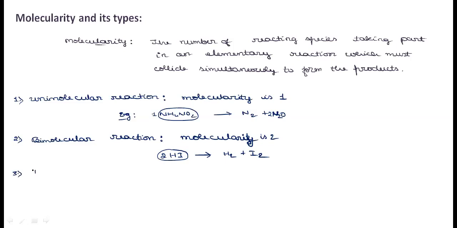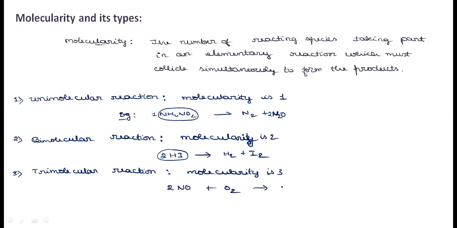Similarly, the next is trimolecular. A reaction whose molecularity is 3 is said to be a trimolecular reaction. For example, the oxidation of nitric oxide, 2NO plus O2 gives 2NO2. Here the total number of reacting species is 2 and 1 moles, hence 3 moles of reacting species must collide simultaneously to form the product, hence the molecularity is 3.